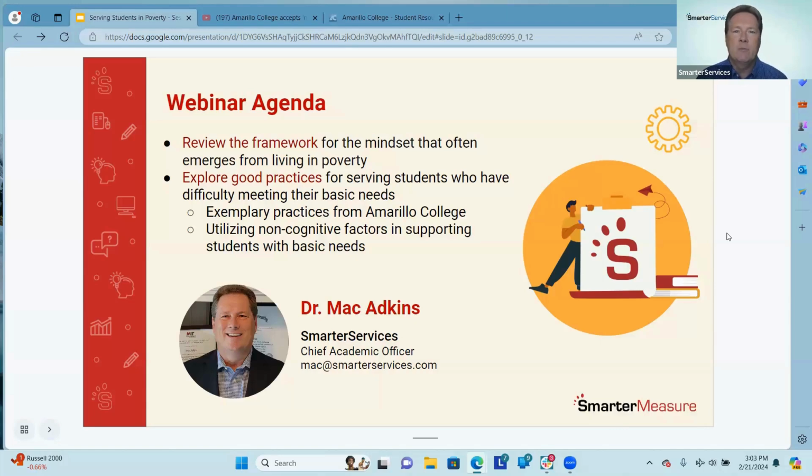And then after we look at that information from Amarillo College, I'm going to talk with you about how you can use non-cognitive factors. That's the data we collect with SmarterMeasure, how you can use that data to inform the conversations that you have with students who are living in poverty or who have insecurities regarding their basic needs.